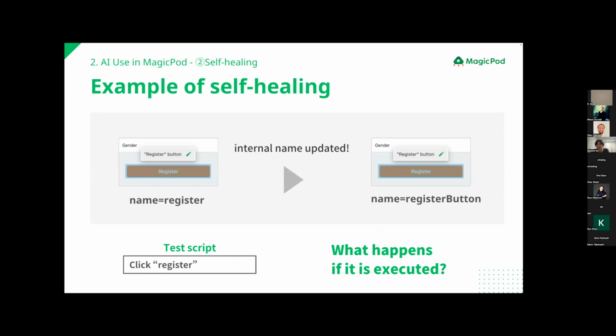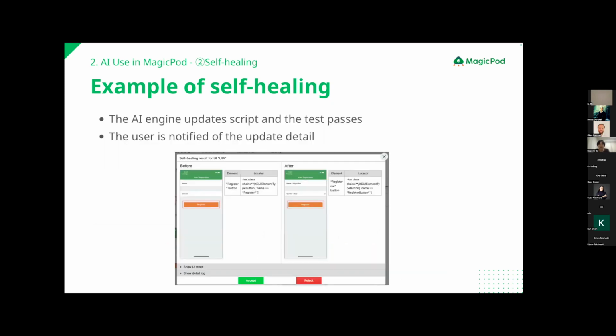If the internal name becomes "register button" for some reason, and you execute the test by MagicPod, what do you think will happen? Maybe you expect the test will fail because the element for the name "register" does not exist anymore. But actually, the test passes. It is because MagicPod automatically updates the occurrence of "register" in the test to "register button".